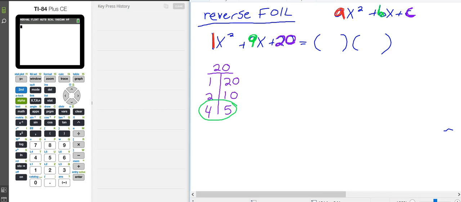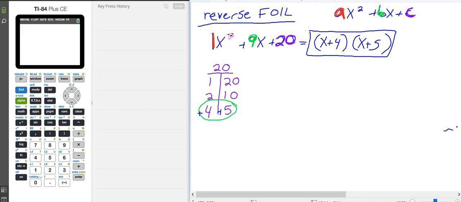So whenever we do reverse FOIL, our first term is going to be an x, and our first term is going to be x for both of them, as long as we have an x squared. Our first term is going to be x for both of the terms. Then, since this is a positive 4, this is a positive 5, all we're going to do is plug that in right over here. Plus 4 plus 5. And these are our two factors.